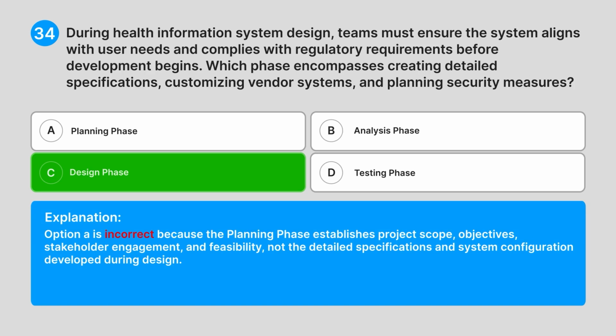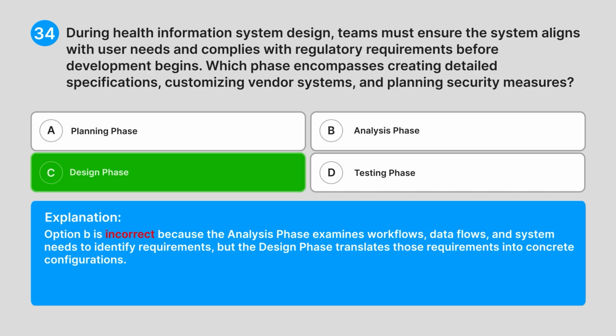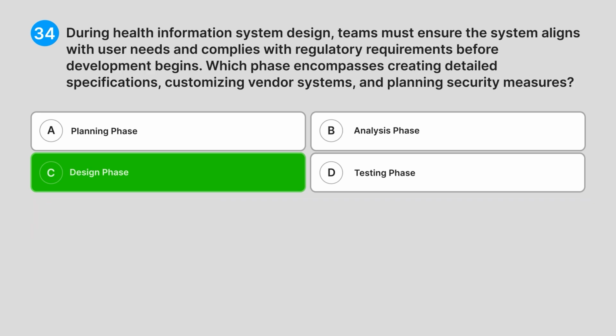Option A is incorrect because the planning phase establishes project scope, objectives, stakeholder engagement, and feasibility, not the detailed specifications and system configuration developed during design. Option B is incorrect because the analysis phase examines workflows, data flows, and system needs to identify requirements, but the design phase translates those requirements into concrete configurations.